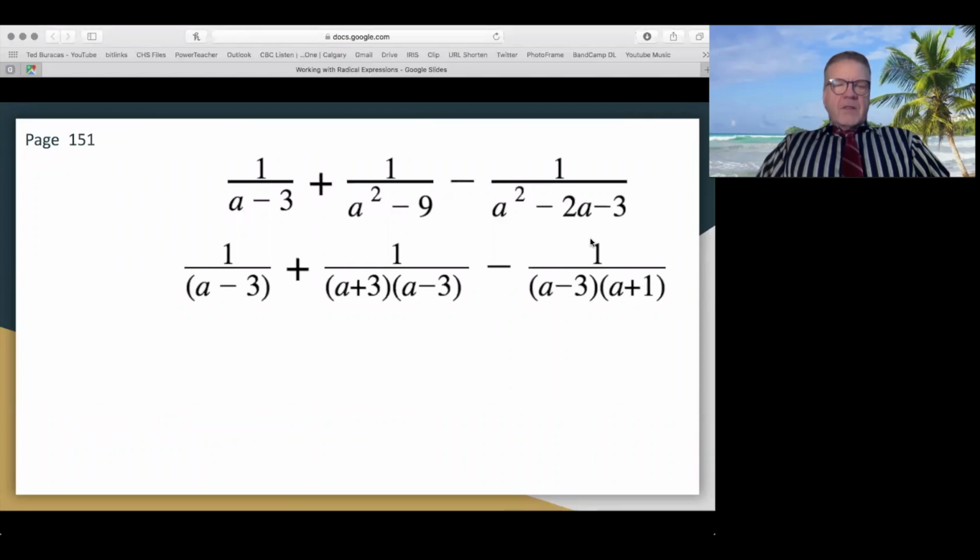So what is that going to look like? Well, the first term is unchanged. There's nothing we can do with that. A squared minus 9 becomes a plus 3 times a minus 3. And you can just verify that works, right? A times a is the a squared. 3 times, or negative 3 times a, so negative 3a plus 3a will eliminate any a to the power of 1 terms, and then plus 3 times negative 3 gives you your negative 9. So we are good to go over there.